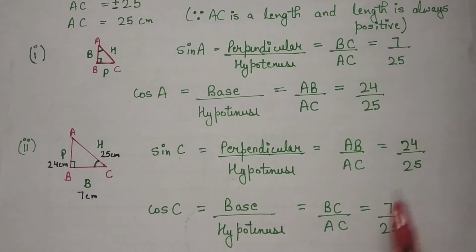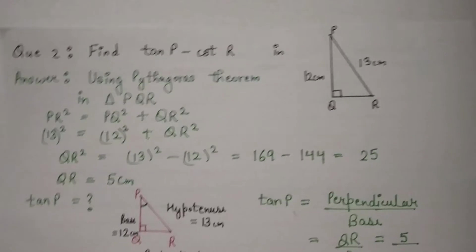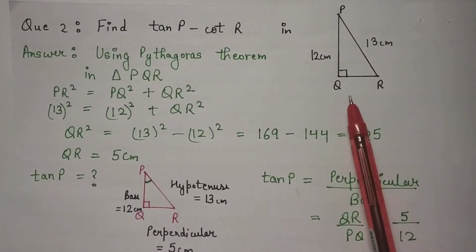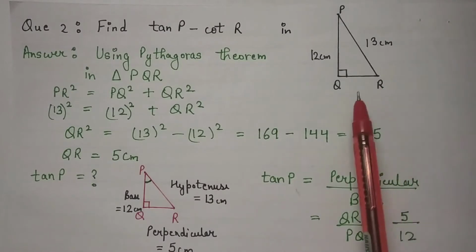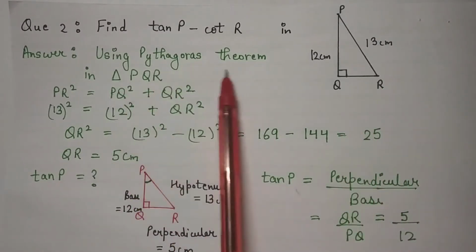Now let us move to question number 2. Find tan P minus cot R. Figure we have given in the question only. Two sides are given, third side we don't know. So firstly find the third side by Pythagoras theorem.